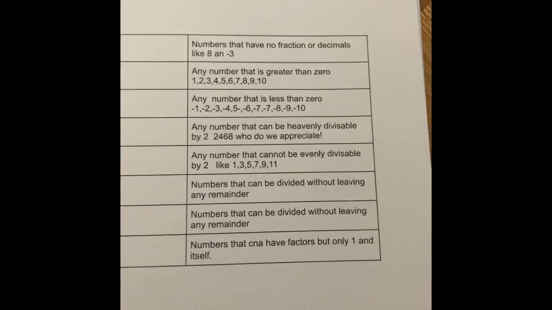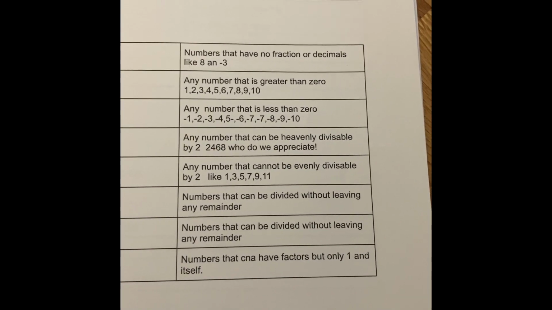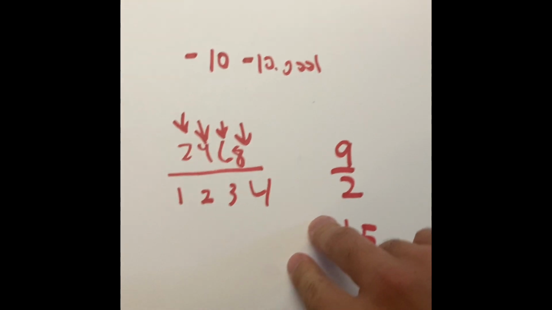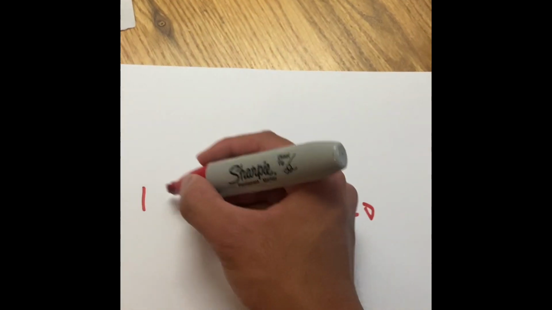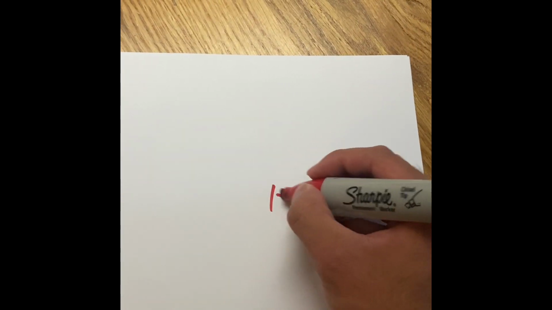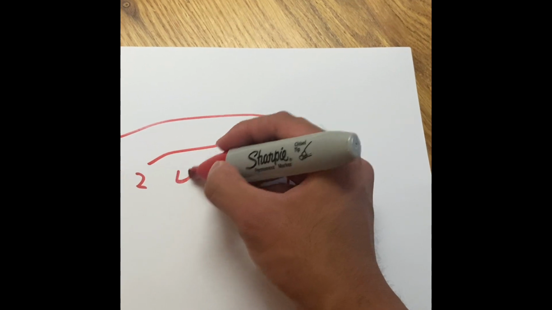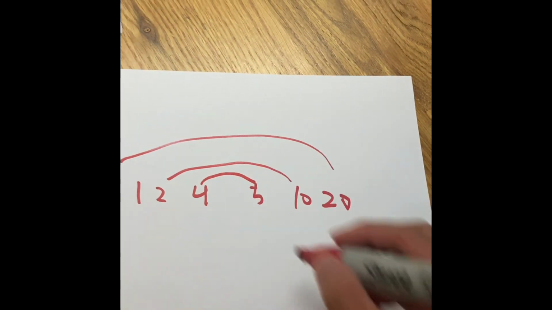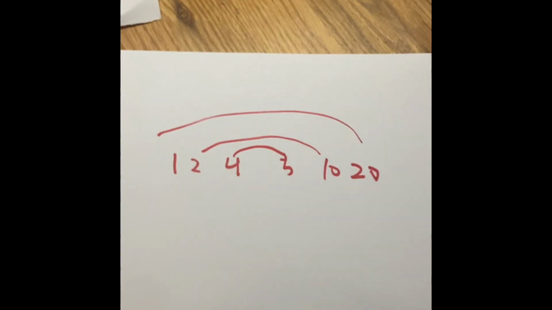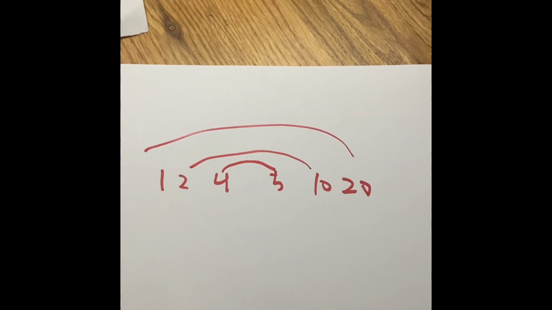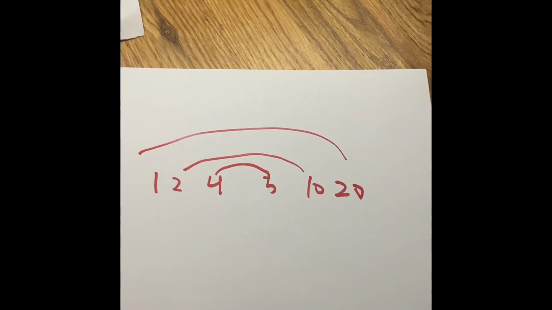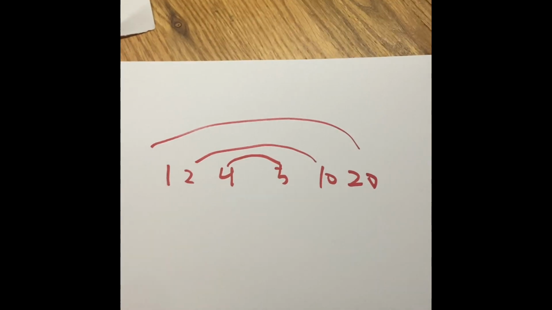Factors: numbers that can be divided without leaving any kind of remainder. For example, we are going to say 1 and 20. What are the factors of 20? Oh, 1 and 20 is a factor. We can say 2 and 10, just like the rainbow. And then we're going to say 4 and 5. So these are different factors of 20. 4 and 5 can be factors of 20. 2 and 10 can be factors of 20.